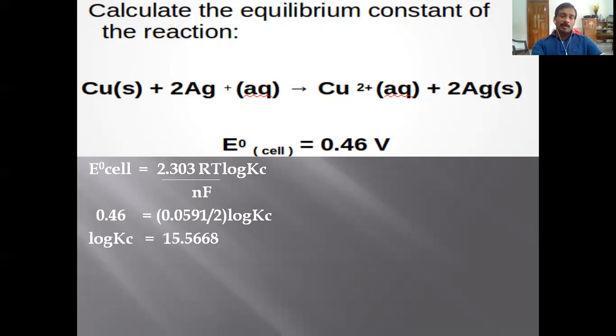Log Kc is equal to 15.5668, or Kc is equal to the antilog of 15.5668. That is equal to 3.688 into 10 raised to 15.